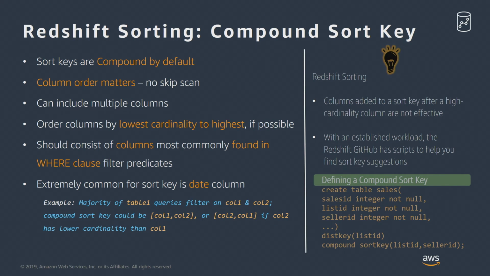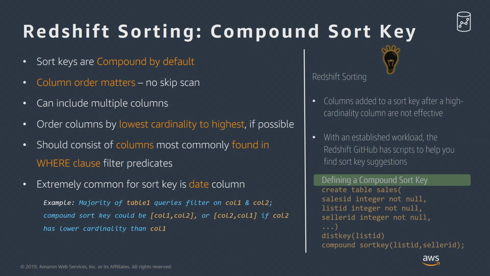So let's start with the compound sort keys. This is the default option. If you don't put any specific keyword like compound or interleaved, by default it is a compound sort key. In sort keys, as I said, you can choose multiple columns, but the column order matters. Because if you are coming from a different RDBMS background, people might think, okay, you have created an index on 3 columns, and let's take the example of Oracle, right? And you are not using the first column, still you take the advantage of the index using skip scan operations.